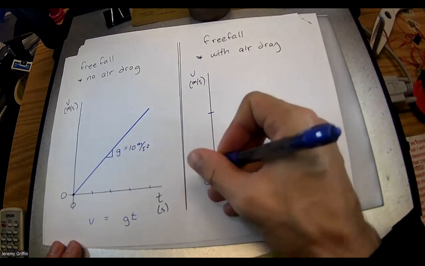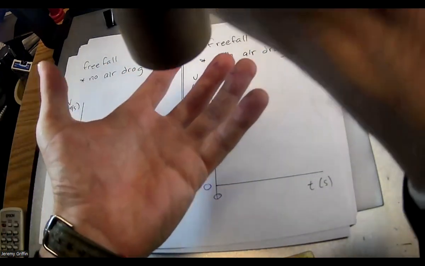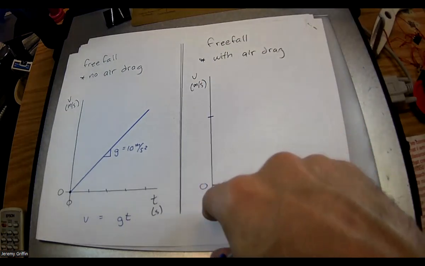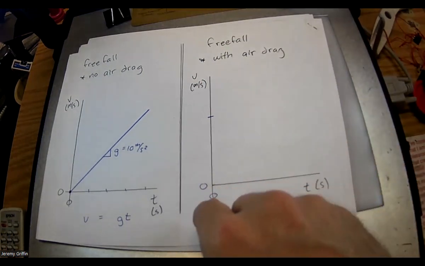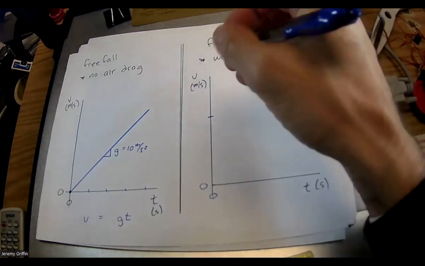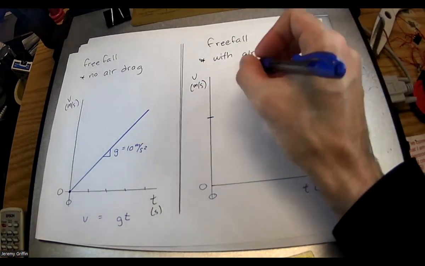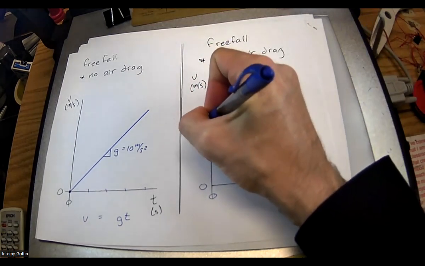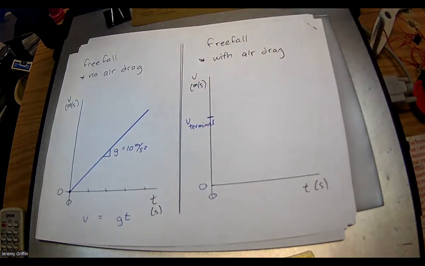We'll still start off at the edge of the cliff. You drop the object, it starts falling. So at time 0, it has 0 velocity because you dropped it. We'll call down positive. Right. And then I'm going to throw a point on this axis. I'll call this V terminal, like as in the terminal velocity.